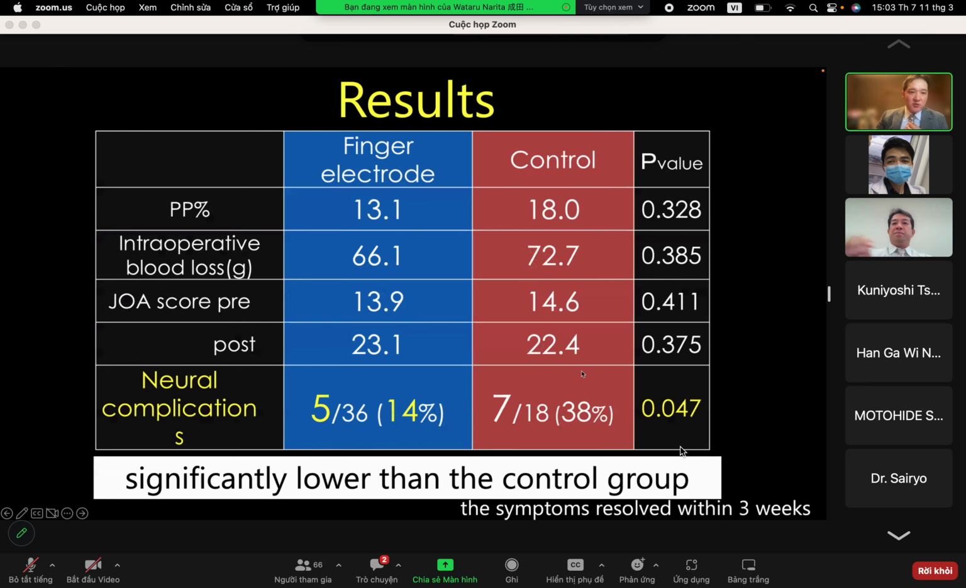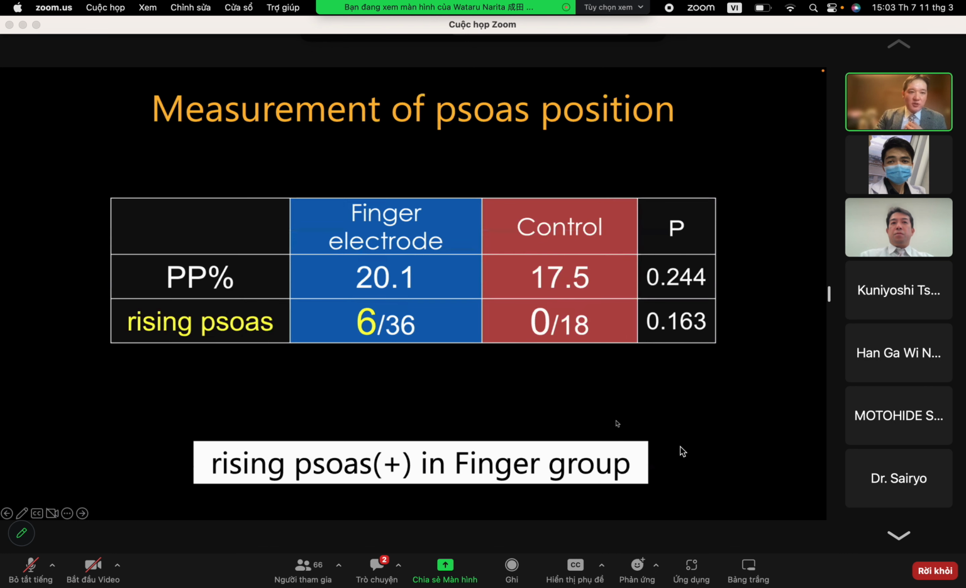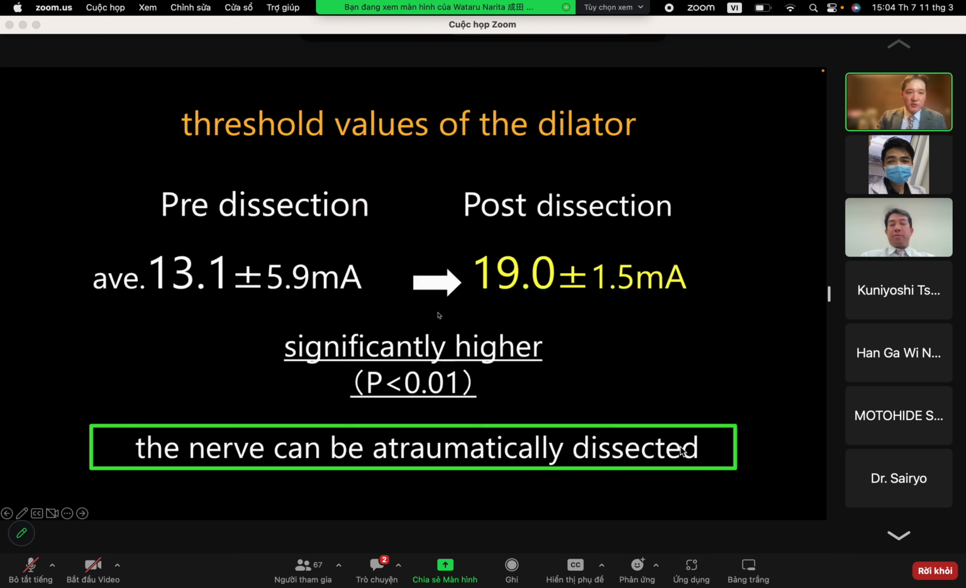And so the result is here. Between the Spring Retractor group and the control group, 5 cases and 7 cases had nerve complications. The symptoms resolved within 3 weeks and were significantly lower than in the control group. And so the measurement of the rising psoas position is here. There were 6 rising psoas cases included in the Spring Retractor group.